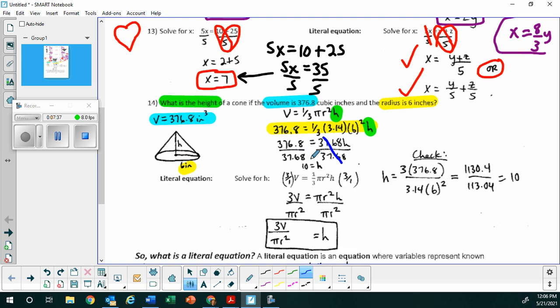376.8 divided by 37.68 happens to be a 10. So now I can come through here and say that my height is a 10. This would be a 10. Okay?